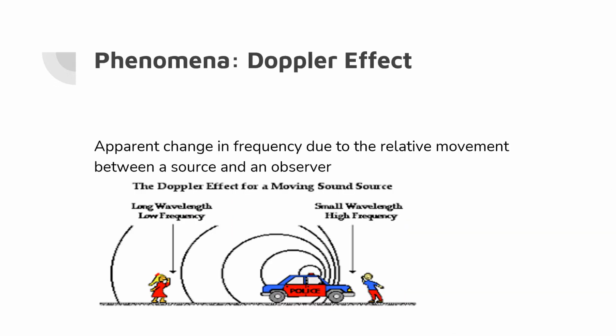Our second phenomenon is the Doppler effect. This is when there's an apparent change in frequency due to the relative movement between a source and an observer. A wonderful example of this is what we have here on the screen, a police car.